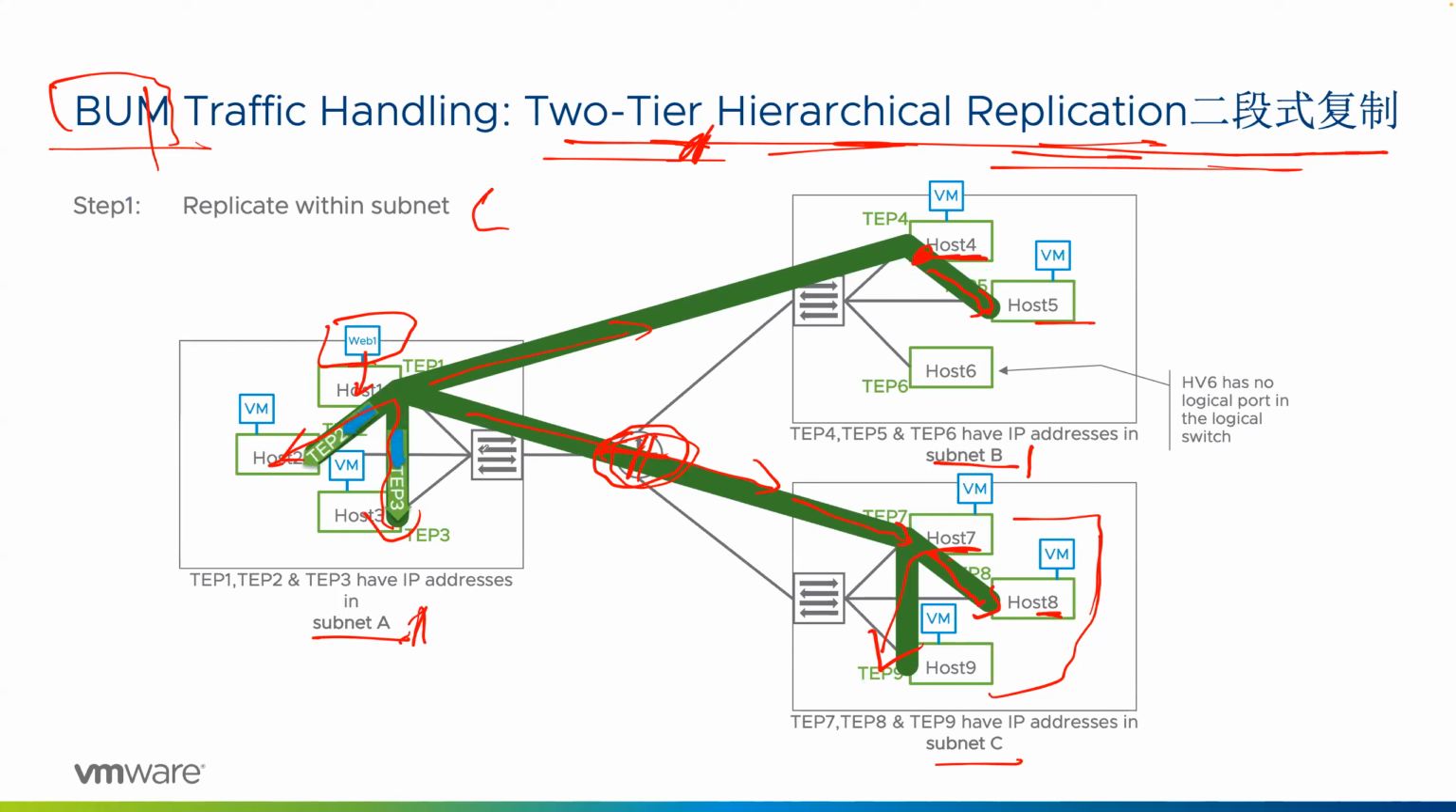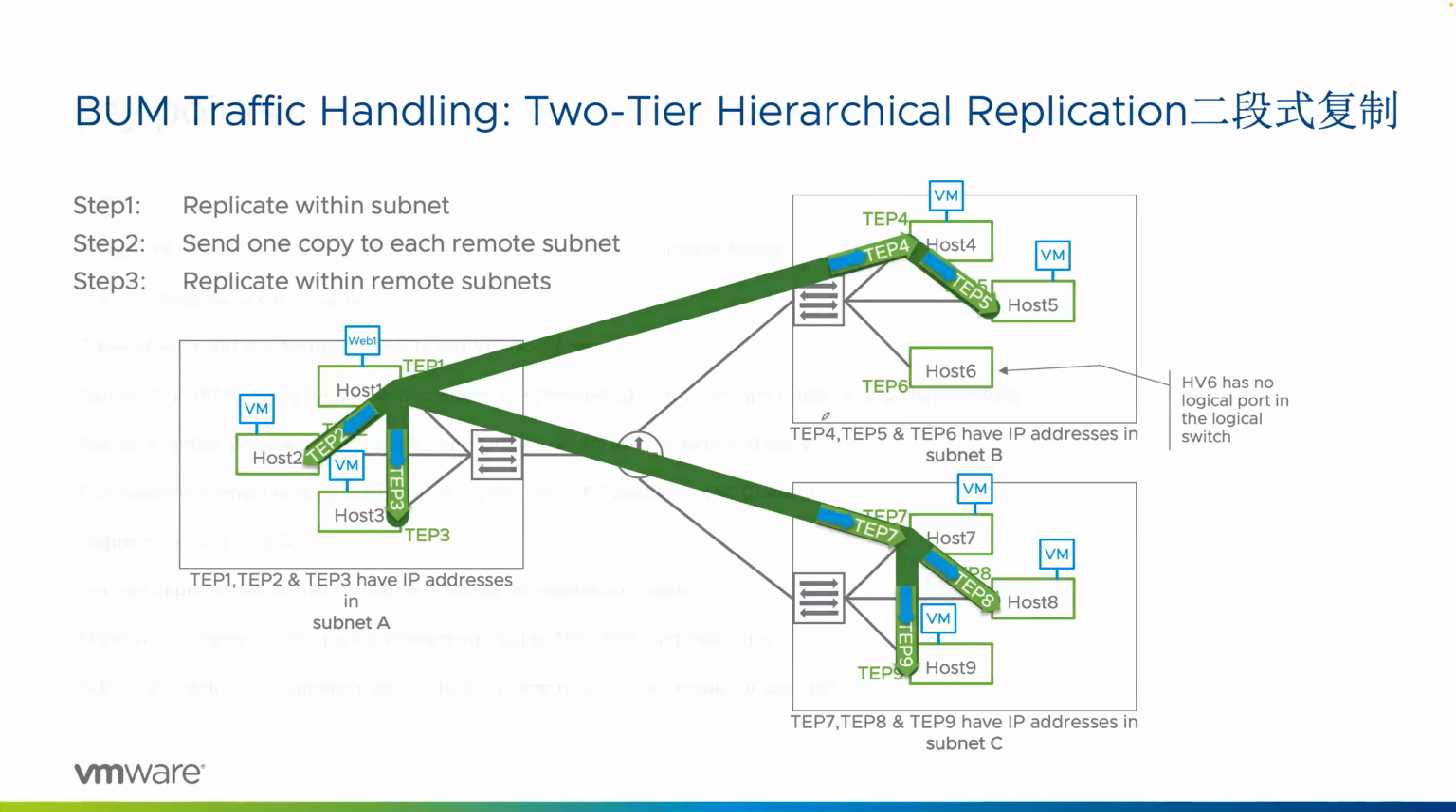TEP 3 also randomly picks host 4 and host 7 and sends out 1 packet each. Then for the local area, host 7 does the second tier replication to TEP 9 and TEP 8. So that's the 2-tier hierarchical replication.